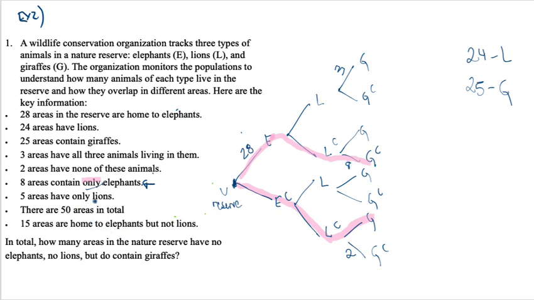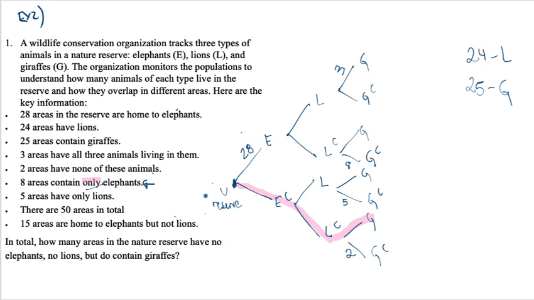5 areas have only lions. Okay, let's do the path, right? And I'm gonna get rid of this. So there's a path that has only lions. So I don't have elephants, I have lions, and I don't have giraffes. So this branch here is 5.